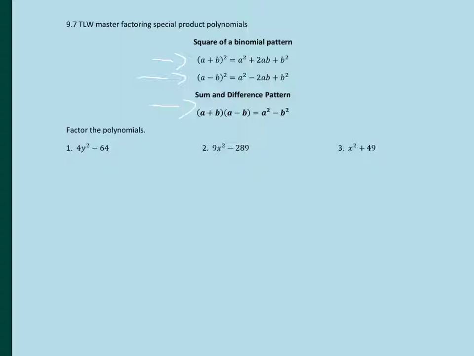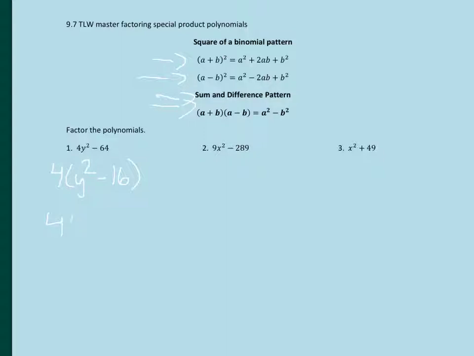I look at the first example. Well, the first thing I see is both of those are divisible by 4, so I'm going to factor out a 4. Now, is 1 a perfect square? Because I'm looking at 1y squared minus 16. Is 1 a perfect square? Yes. Is 16 a perfect square? Yes. Then see the sum and difference pattern here?